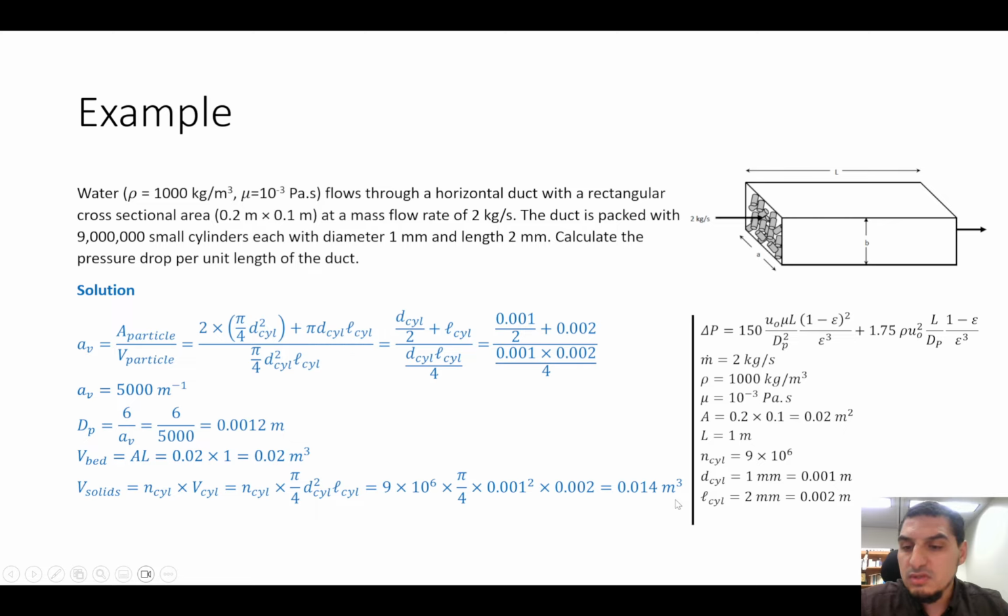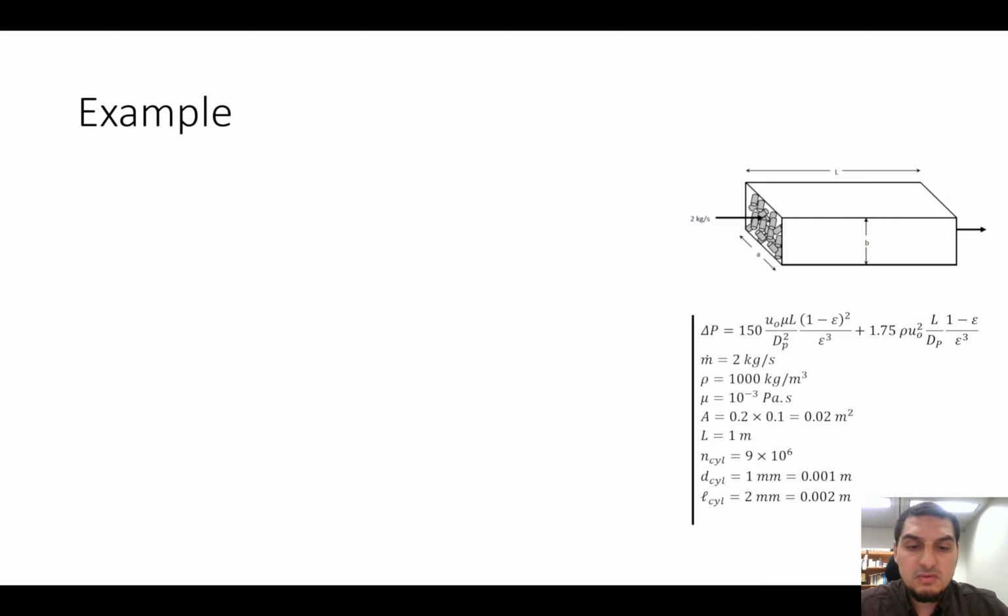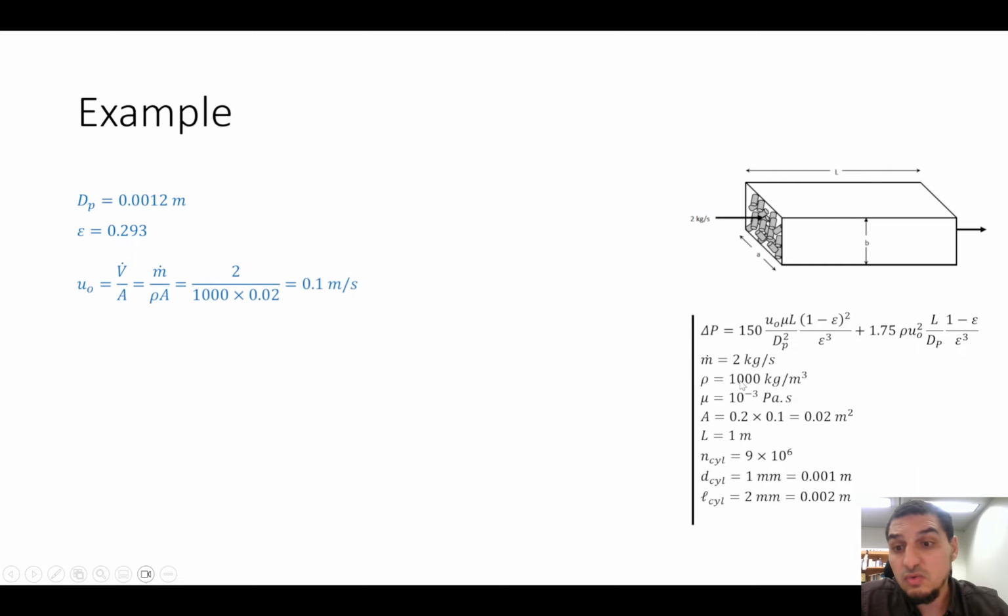So now we know the volume of solids, we know the volume of the bed, so we can calculate the porosity, or the void fraction, which is 1 minus the solids volume over the bed volume, so it's 0.293. So now we're done with these two parameters. The only missing parameter now is u naught, which is very simple. u naught is the superficial velocity, which is the velocity based on the total cross-sectional area. So the mass flow rate is already known. So it's mass flow rate over A rho.